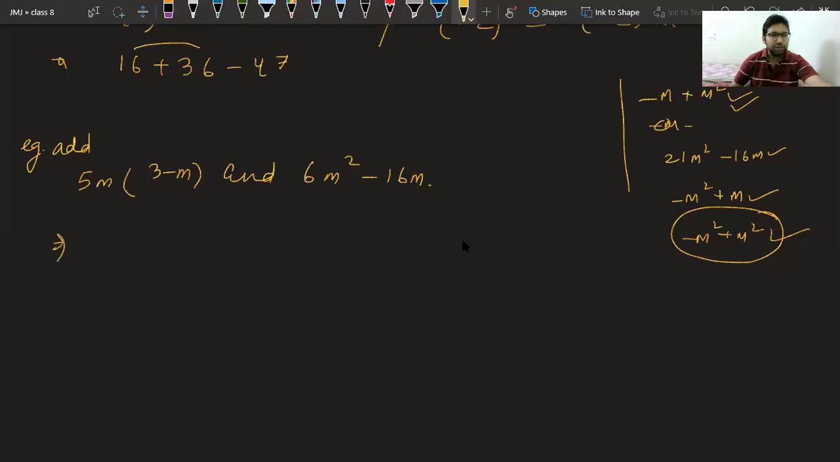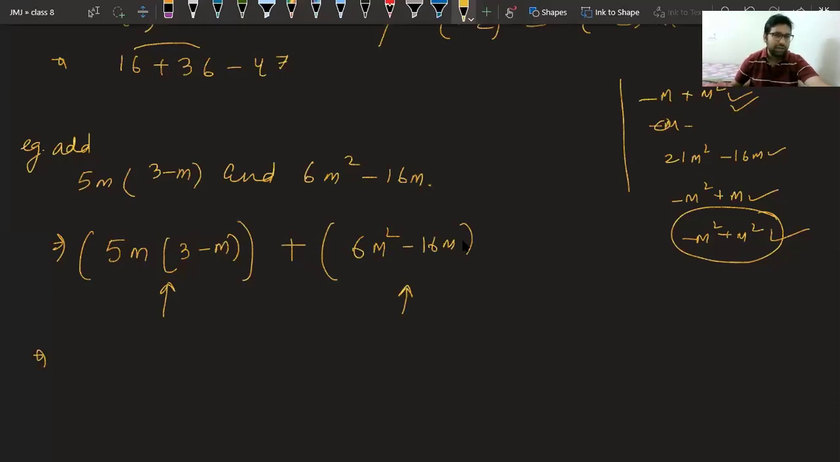First, we will write the question. The question is saying plus this thing. There are 2 expressions, and we have to add them. So first we need to solve the inside brackets. What will happen? Distributive property.